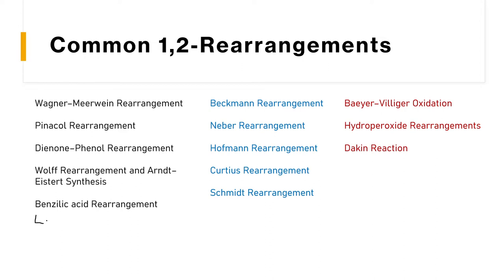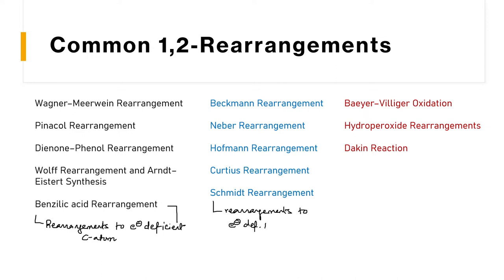All of these rearrangements are rearrangements to electron deficient carbon atom. All of these are rearrangements to electron deficient nitrogen atom, and all of these are rearrangements to electron deficient oxygen atom. This we have covered in 3 different videos. Please watch them. We have covered quite a lot of these reactions.